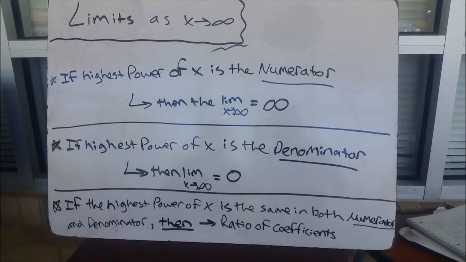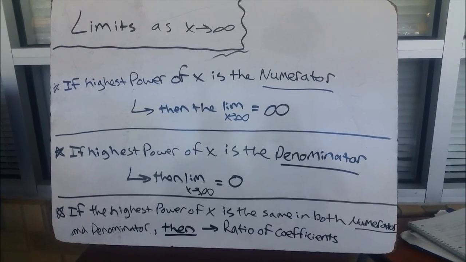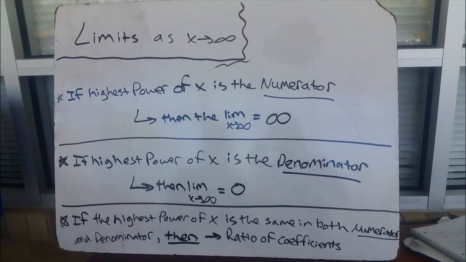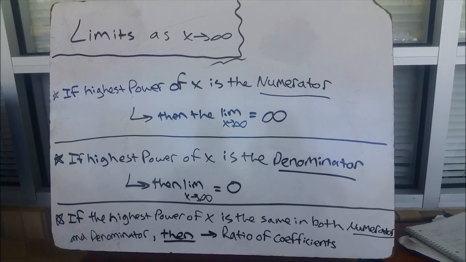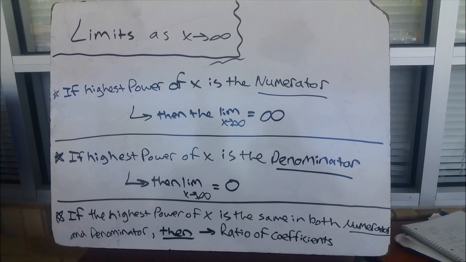Contrastingly, if the highest power of x is in the denominator, as the limit of a function with x approaching infinity, it's going to be 0. Now, if we have a polynomial function with the highest power of x being the same in both numerator and denominator, we then resort to the ratio of coefficients as your final solution to this problem.